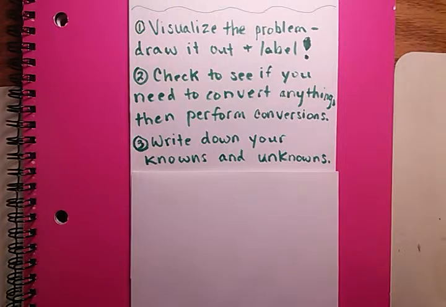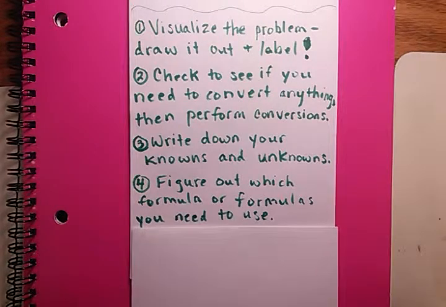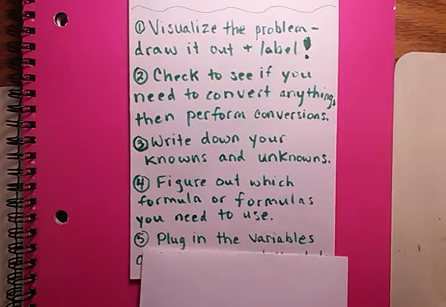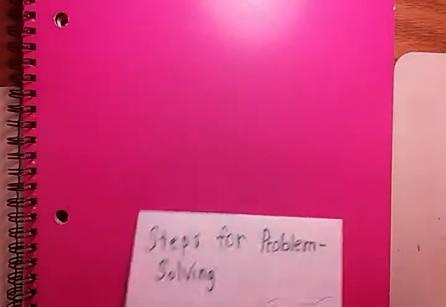The third step is to write down your knowns and unknowns. The fourth step is to figure out which formula or formulas you need to use. And then the fifth step is to plug in the variables and chug through the algebra. So pause the video here if you need to. We are going to do a sample problem.